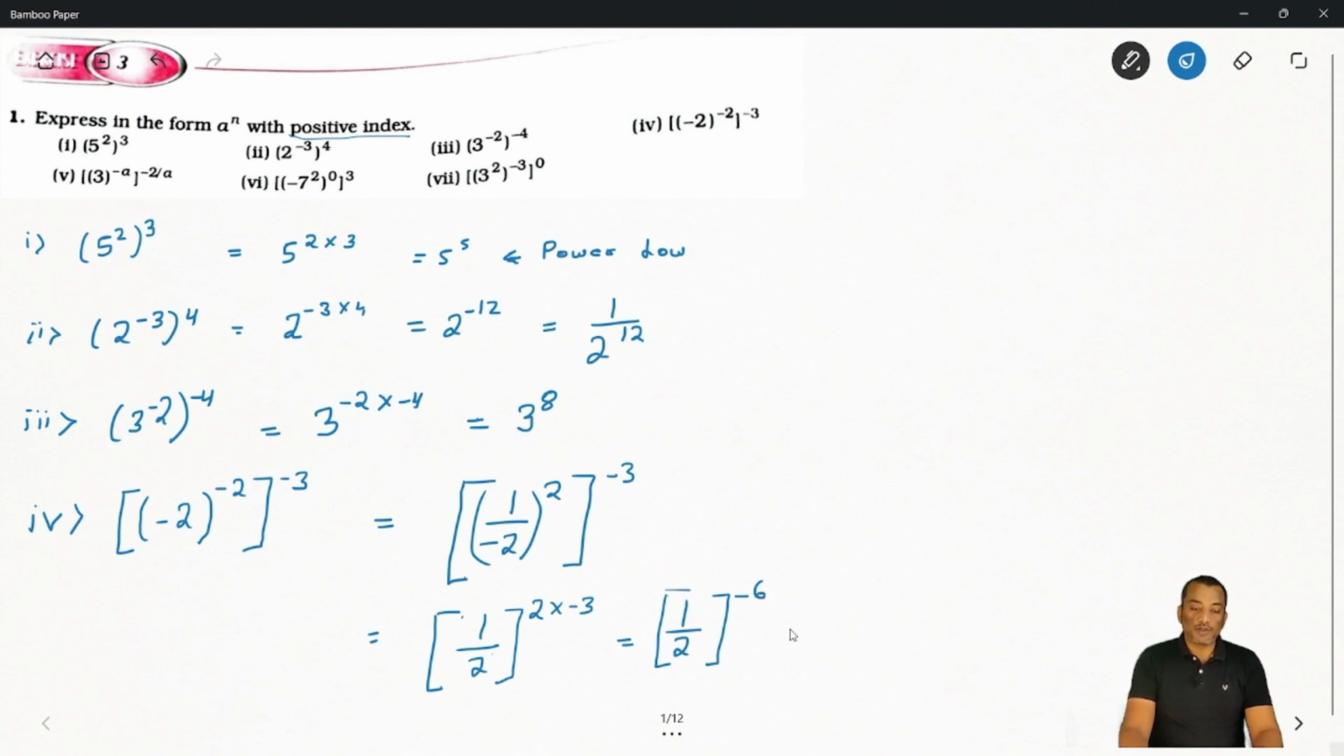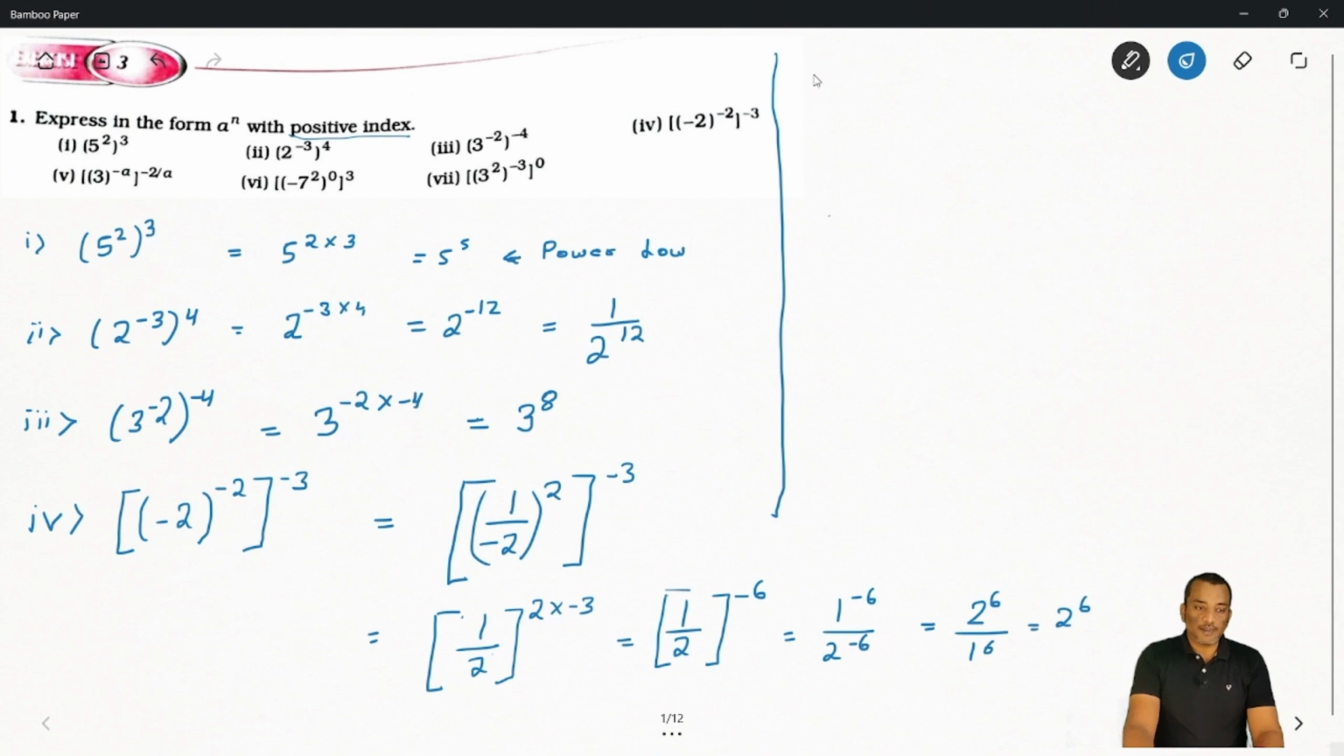Now if you split them, so you can say this one is 1 to the power -6 by 2 to power -6, and now you can change them into positive coefficient. So this 2 to power -6 will come here, 2 to power +6 by 1 to power +6, which means 2 to power 6. Hope you're getting clear. Now same way let's solve the remaining 3 questions.